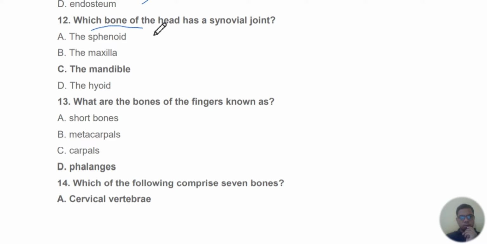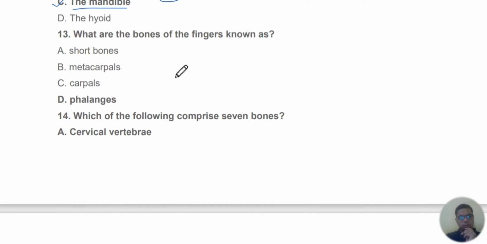Next is 12 question number. Which bone of the head has a synovial joint? The answer is C, the mandible. जो होता है वो synovial joint में आता है। Answer is C.